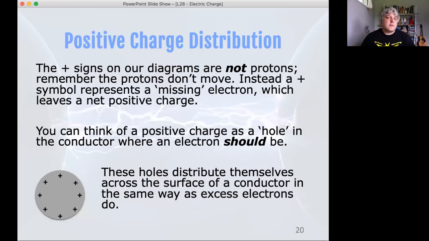Positive distribution is exactly the same. Positive charges distribute themselves across the outer edge of the material. But please remember that these are not protons in the sense that a proton has moved itself to the surface of the material. They are unmatched protons. The protons are still in the nucleus. So each plus here is actually representative of atoms which don't have matching electrons in the sea.